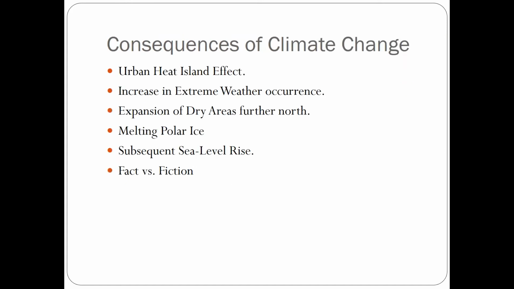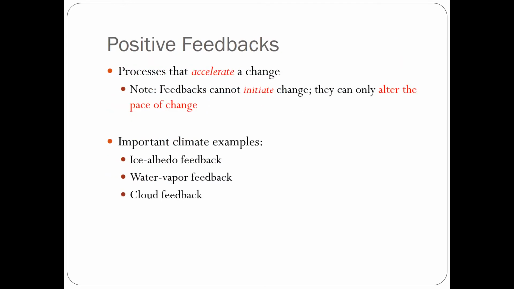And then a negative feedback, on the other hand, is when an initial change is reversed. And a good example of that has to do with the presence of water vapor and clouds in the atmosphere. So a warmer atmosphere leads to more evaporation, which leads to more water vapor. More water vapor leads to more clouds. Clouds reflect sunlight, cooling the atmosphere. So that's an example of a negative feedback.